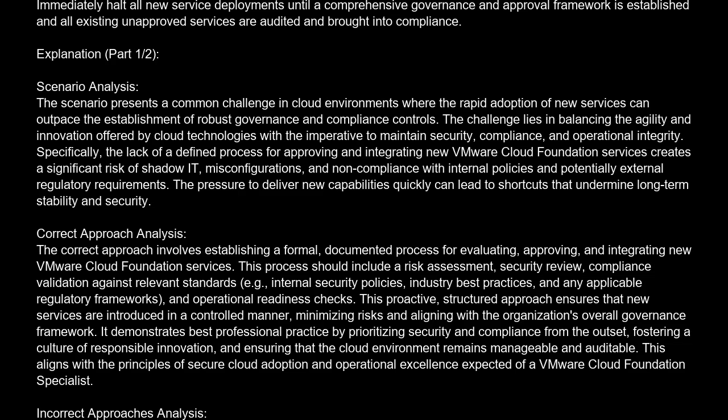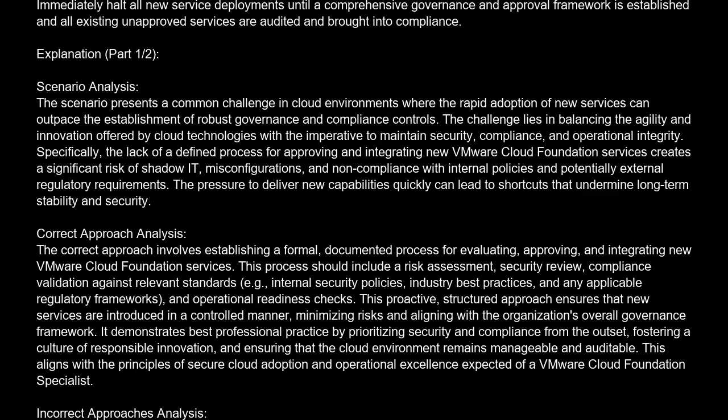The correct answer is A. Immediately halt all new service deployments until a comprehensive governance and approval framework is established and all existing unapproved services are audited and brought into compliance. Explanation. Scenario analysis. The scenario presents a common challenge in cloud environments where the rapid adoption of new services can outpace the establishment of robust governance and compliance controls.